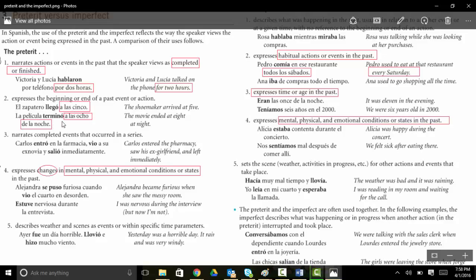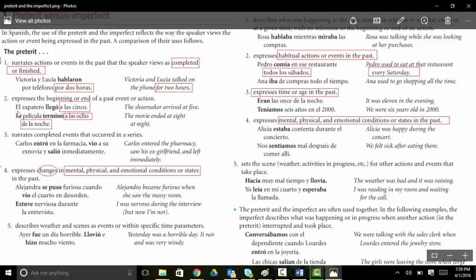La película terminó a las 8 de la noche. Again, the film finished at 8 o'clock at night, and that time lets us know that if you see that time delineation, you're going to want to put it into the preterite. And words like terminar, finalizar, empezar, comenzar, so words that by their definition mean beginning and end, tend to go into the preterite. It narrates completed events that occurred in a series.